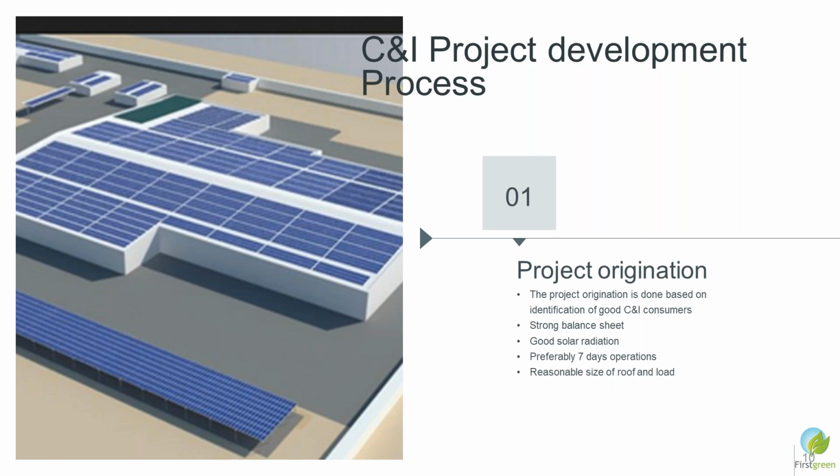The reasonable ticket size of the project is also important. It is not just a 10, 15 or 50 kilowatt installation. It's not a good idea to do C&I for a small ticket size. It should be a reasonable ticket size, and whatever you generate should be able to be absorbed by the C&I consumer. So that's the requirement based on which you identify a solar project.